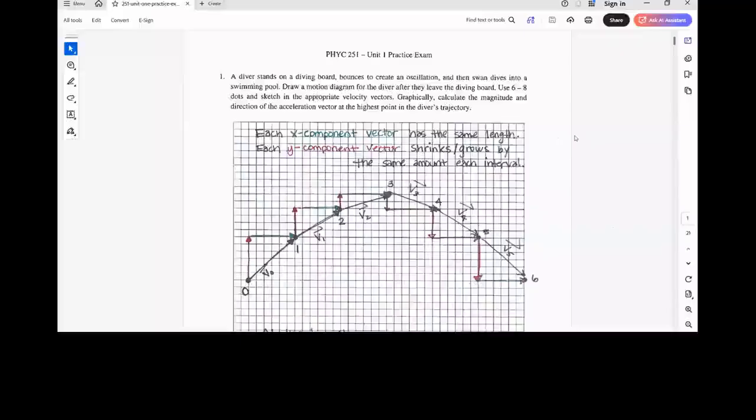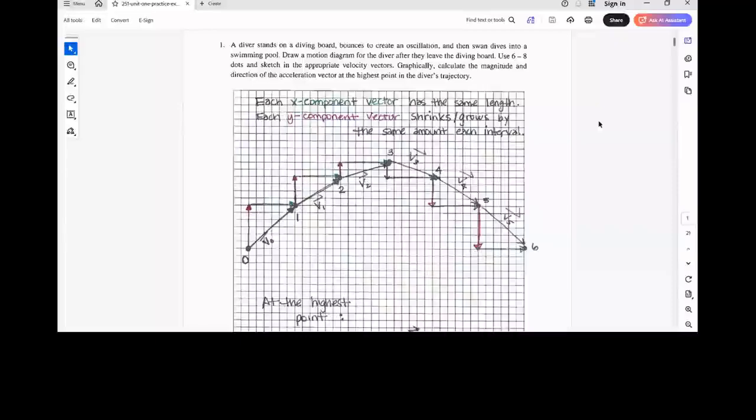Number 1, a diver stands on a diving board, bounces to create an oscillation, then swan dives into a swimming pool. Draw a motion diagram for the diver after they leave the diving board. Use 6 to 8 dots and sketch in appropriate velocity vectors. Graphically calculate the magnitude and direction of the acceleration vector at the highest point in the diver's trajectory.